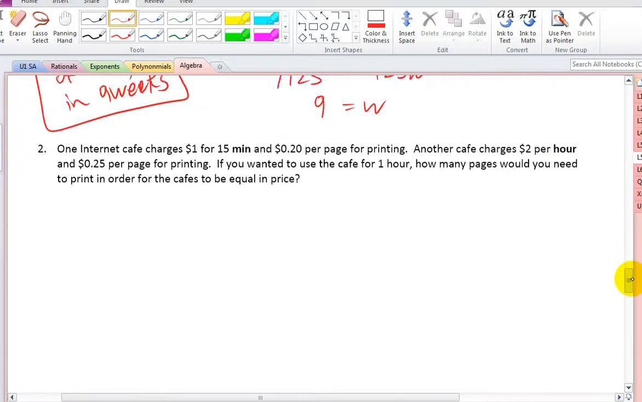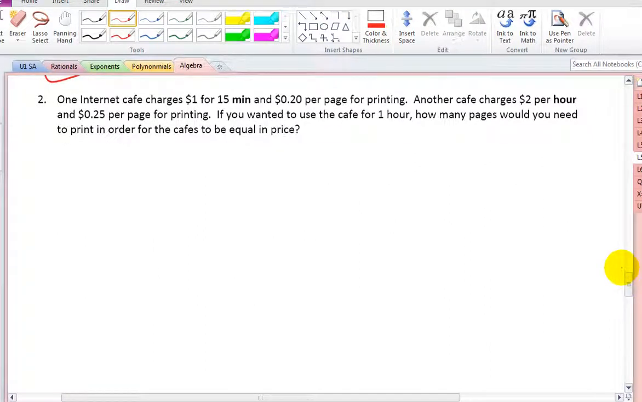Did that one. Okay. Internet cafe. One charges $1 for 15 minutes and 20 cents per page. Another charges $2 per hour and 25 cents per page. So if you want to use a cafe for 1 hour, how many pages would you need to print to be equal in price? So let's do Cafe 1 and Cafe 2. Right? We got to figure out when they're equal.